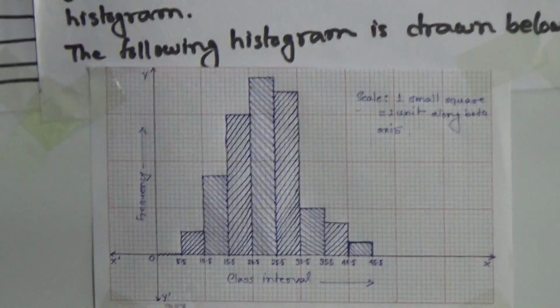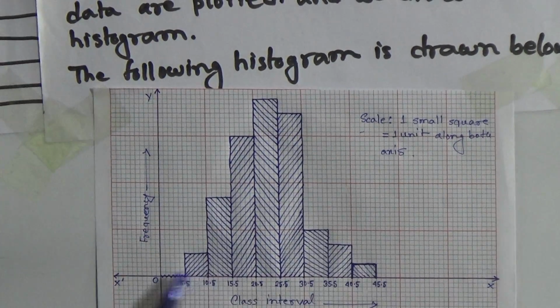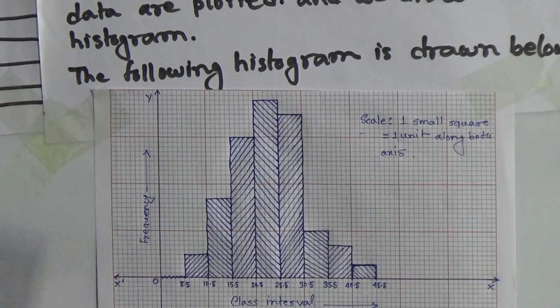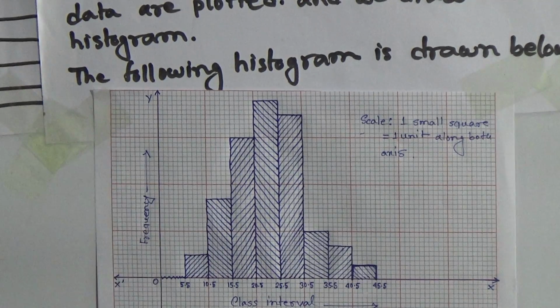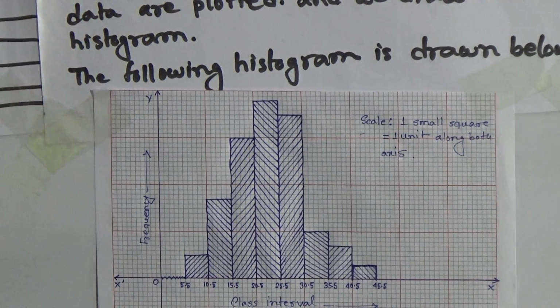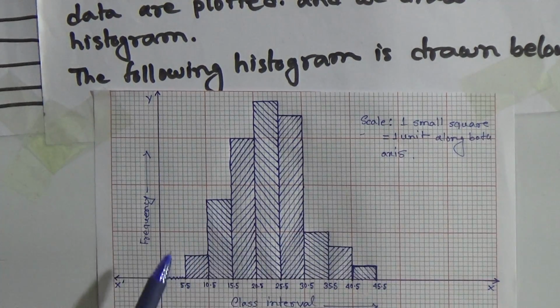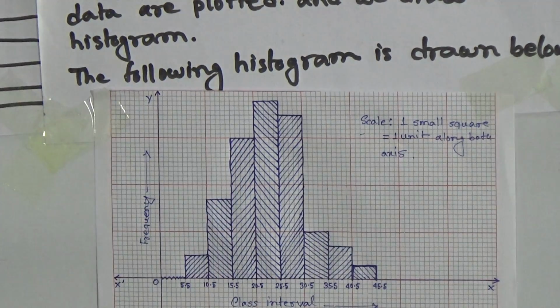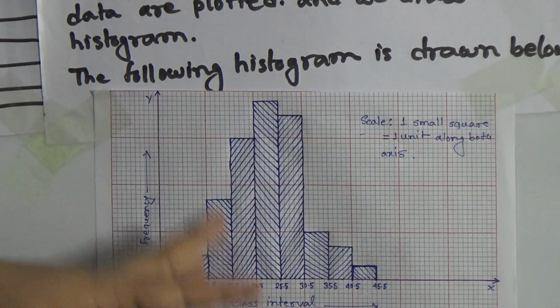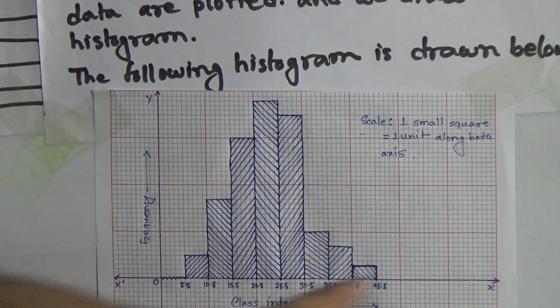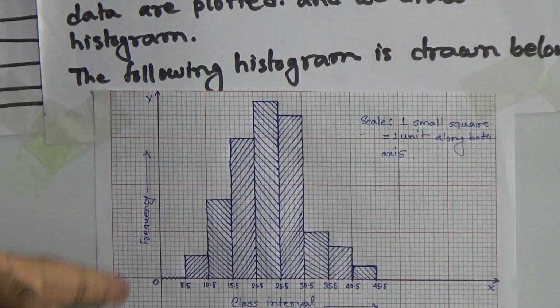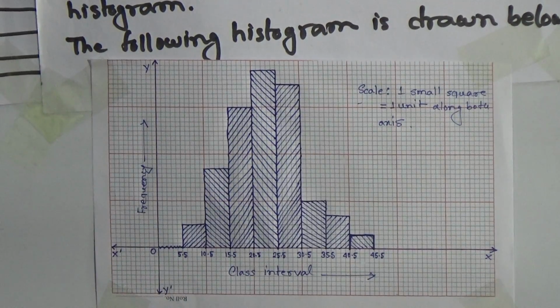Dear student, notice this is x o x prime, y o y prime. Along both the x and y axes we take 1 small square equal to 1 unit. Along the x axis we take the class interval, and along the y axis we take frequency. Now we plot the continuous class intervals along the x axis and the frequency along the y axis. Then we draw the histogram.